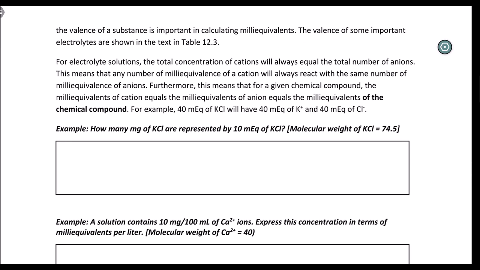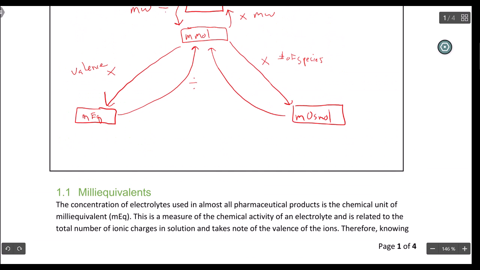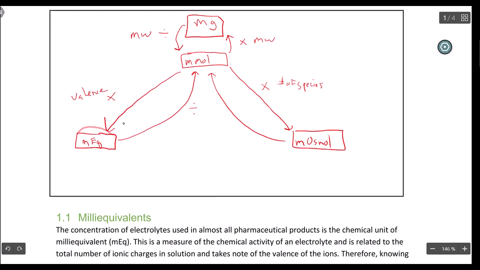Let's do an example with some calculations here. How many milligrams of KCl are represented by 10 MEQs of KCl? So, how many milligrams of KCl is what we're looking for, and it says that are represented by 10 MEQs of KCl. So let's start with our chart. Our chart shows we've got 10 MEQs, and I want to get to millimoles, because ultimately I want to get to milligrams.